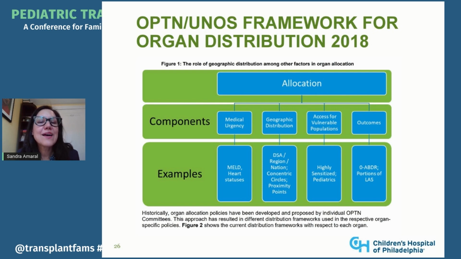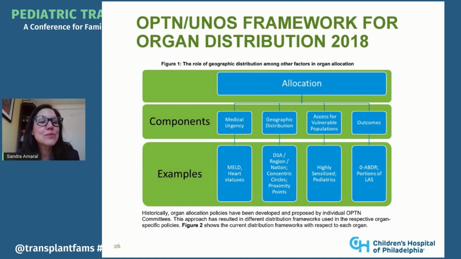And the components in allocation included medical urgency. So if someone has a high risk of death without transplant, they might be prioritized. In liver, this is a MELD, or for children, PELD score. Heart status stratifies patients by urgency. And then the geographic distribution that I mentioned in allocation systems traditionally have been donor service areas, and then regions and national distribution. And some organs now have concentric circles and proximity points, and this is ever changing.